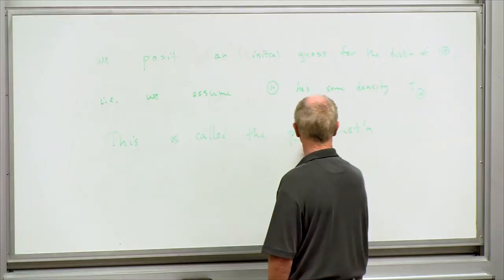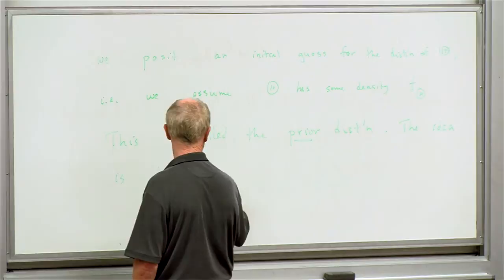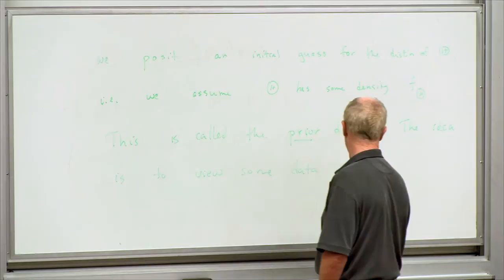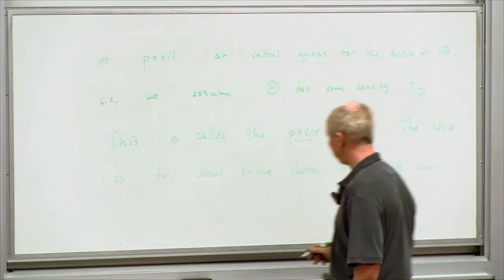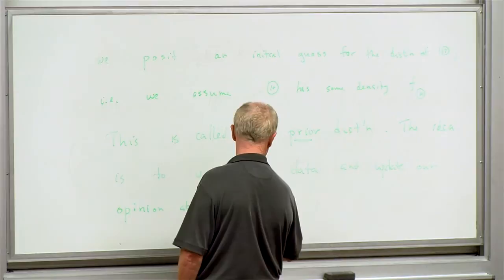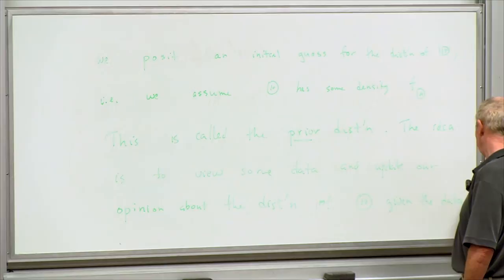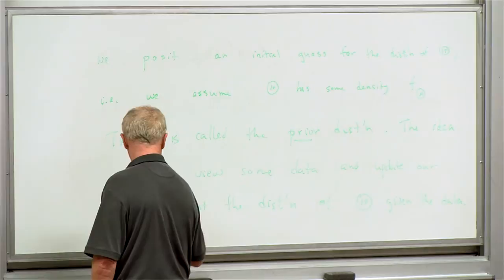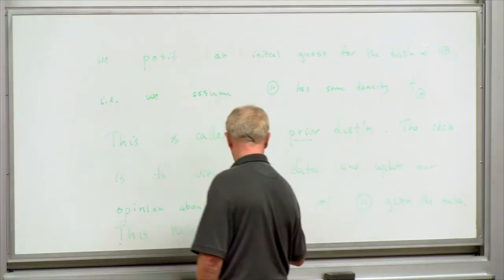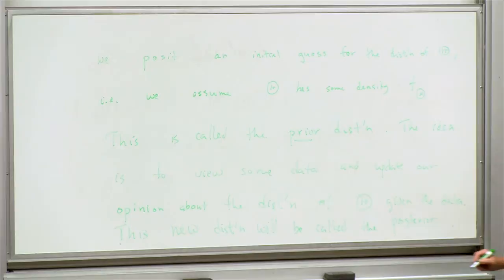The idea is to view some data and update our opinion about the distribution of theta, given the data. Okay, this new distribution will be called the posterior. So what does it mean to get data here? It means you toss a coin a bunch of times and record how many heads there are, how many tails.